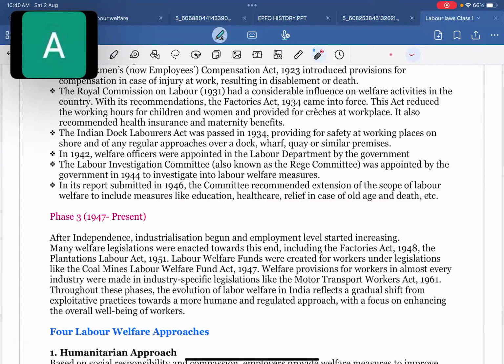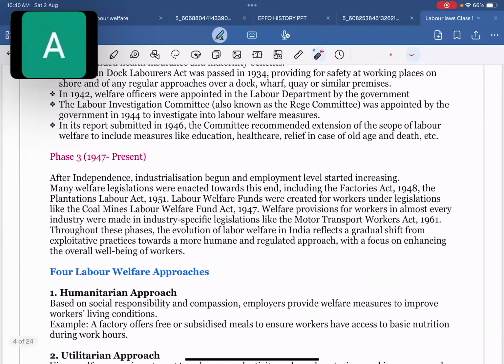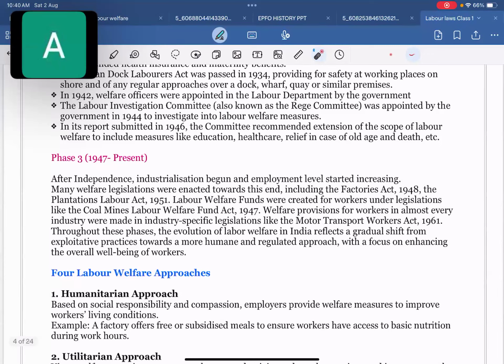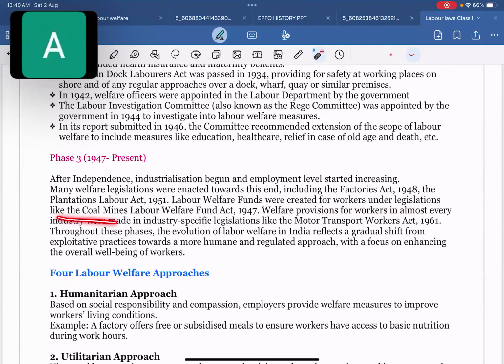And now comes phase 3, 1947 to present. After independence, industrialization began and employment level started increasing. Many welfare legislations were enacted towards this end, including the Factories Act 1948, the Plantation Labor Act 1951. Labor welfare funds were created for workers under legislation like the Coal Mines Labor Welfare Fund Act 1947.